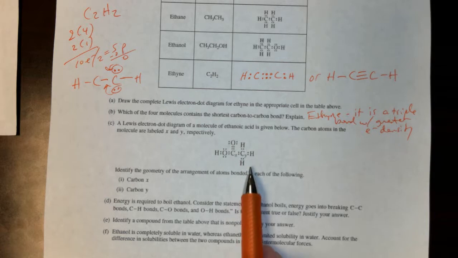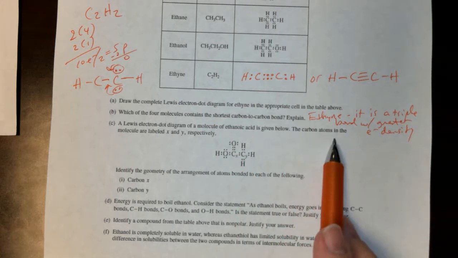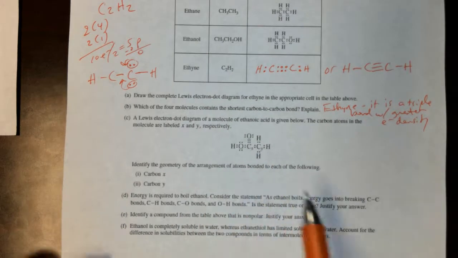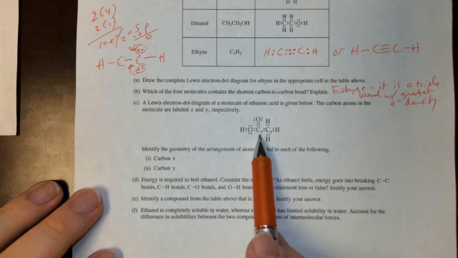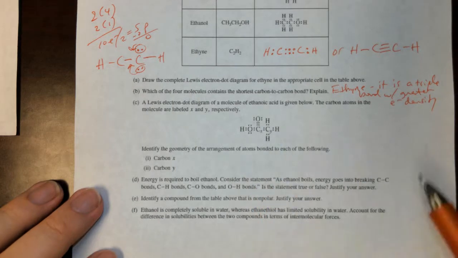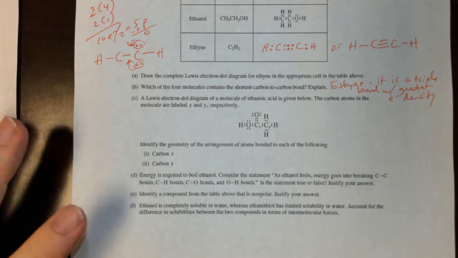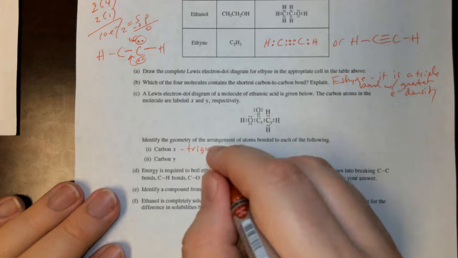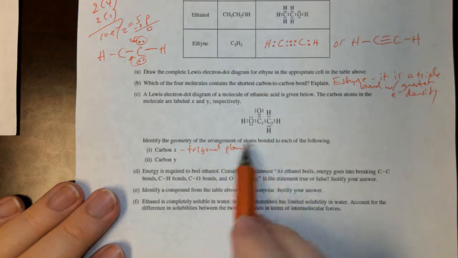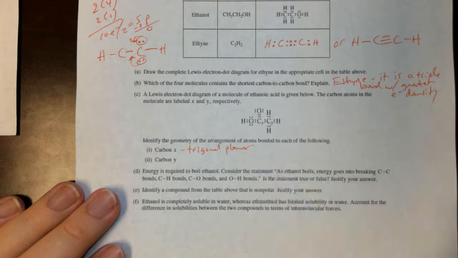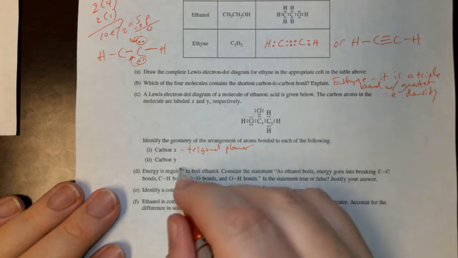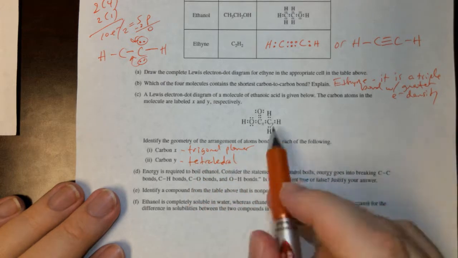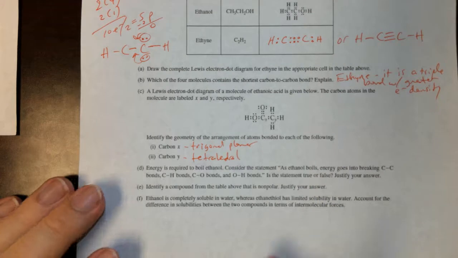Alright, we've got a structure for ethanoic acid. The carbon atoms in the molecule labeled X and Y. So there we go, X and Y. Identify the geometry for each. Alright, so in this first one, carbon X, I see 1, 2, 3 domains. It just says geometry, so they mean molecular. So for carbon X, this is going to be trigonal planar. And for carbon Y, 1, 2, 3, 4. It doesn't matter if they're double or triple or single. So 4 is tetrahedral. And all 4 are bonding, so tetrahedral is the answer.